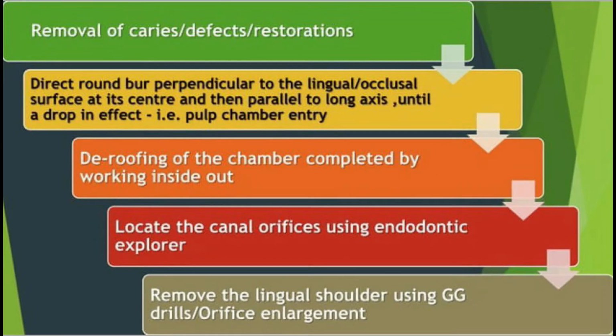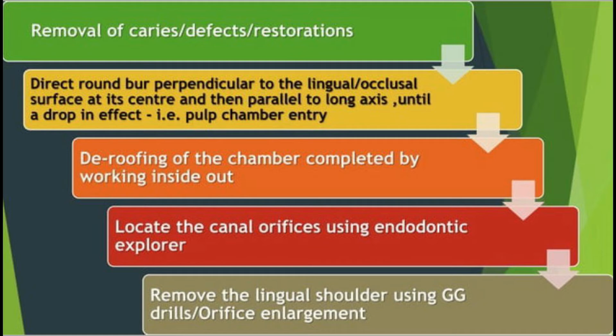Access finishing is best carried out by using burrs with a shaped non-cutting edge. The advantages of these burrs are that they are less likely to damage or perforate the pulp chamber floor, as they cut in the lateral direction, so they cannot drop into the small canal orifice. If the pulp chamber is not completely de-roofed, it can result in contamination of the pulp space or discoloration of the endodontically treated tooth.